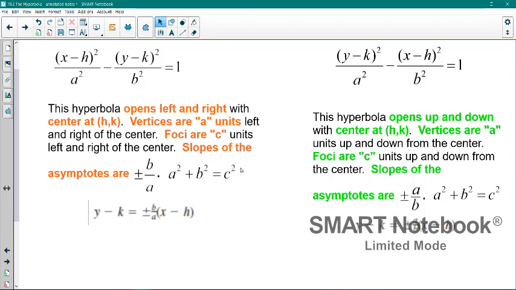And if you will take the time to read in your book about the development of the equation of the hyperbola, you'll see why that's the case. So, with the ellipse, which had a plus in the middle, we subtracted a² minus b² to get c². With the hyperbola, which is minus in the middle, we add a² and b² to get c². Slopes of the asymptotes are positive or negative b over a, as we have discussed.